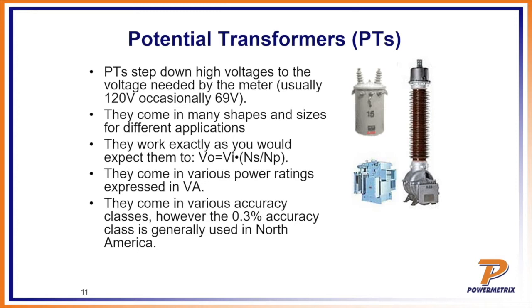They do come in power ratings in VA. We'll talk about that a little bit here in a second. And the typical accuracy class they have for PTs is 0.3% at its full rating.